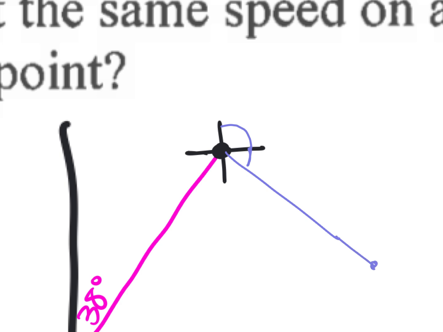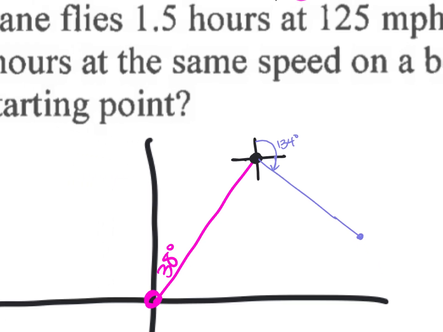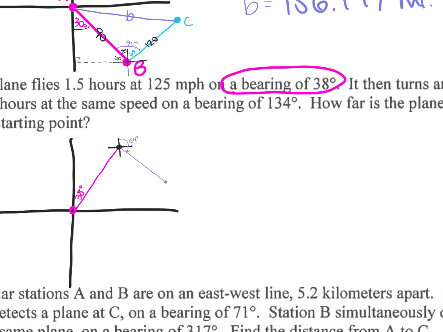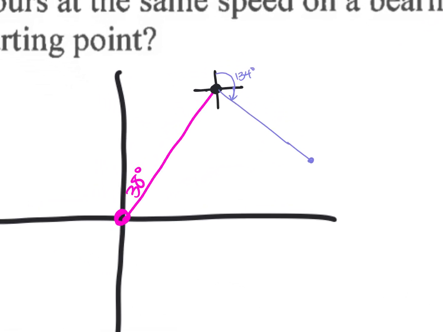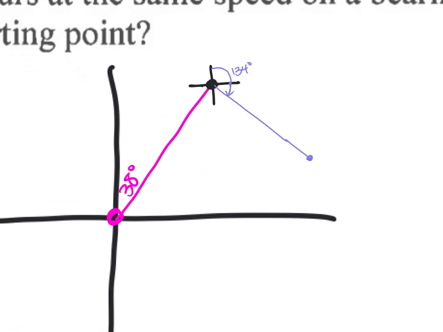I'm going to put a point down here. Now, where is that 134 degrees? It's where I just drew this arc. Okay, so this is 134 from here to here. All right. We would like to know, how far is the plane from its starting point? So we are finding this side.